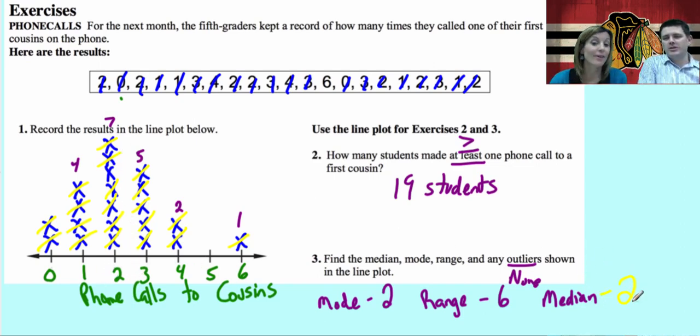Our median, and my point was that the median and the mode are the same. When the data is closely grouped together, you should expect that. So we found our median, our mode, our range, and in this case, we didn't have any outliers. There wasn't a number far enough away from everything else to count as an outlier.